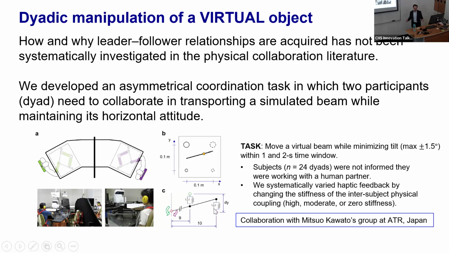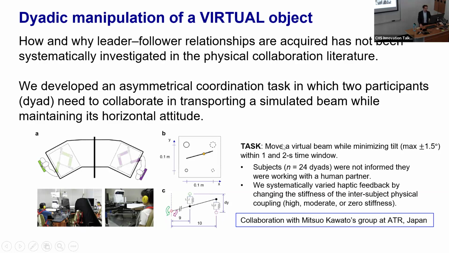So what we can do is change the stiffness of the interaction from 0, where you can only use visual feedback to interact with the other subject. Or you could make it moderately stiff so that you get some information about the other subject, but not 100%. Or you could make it super rigid, so that now you get one-to-one veridical information about what the other person is doing. So we had 24 dyads.